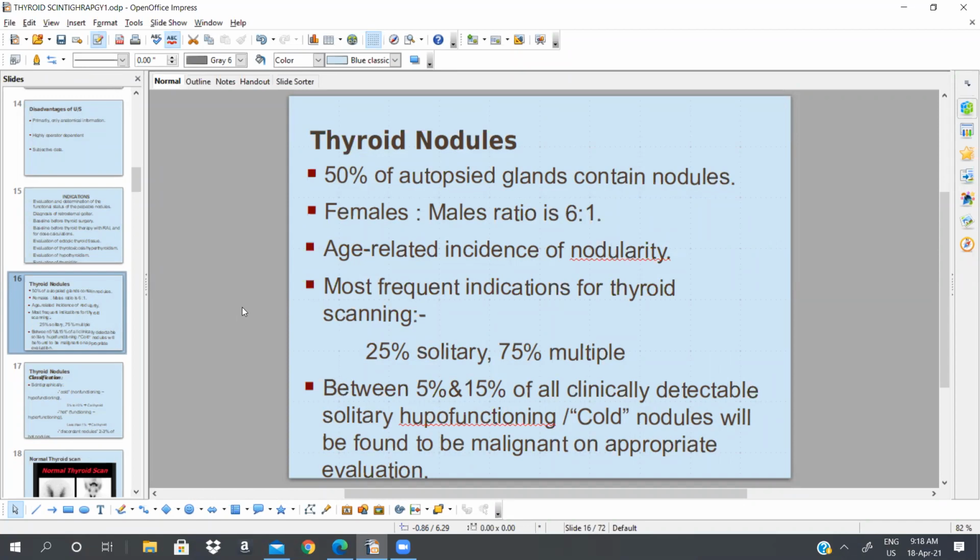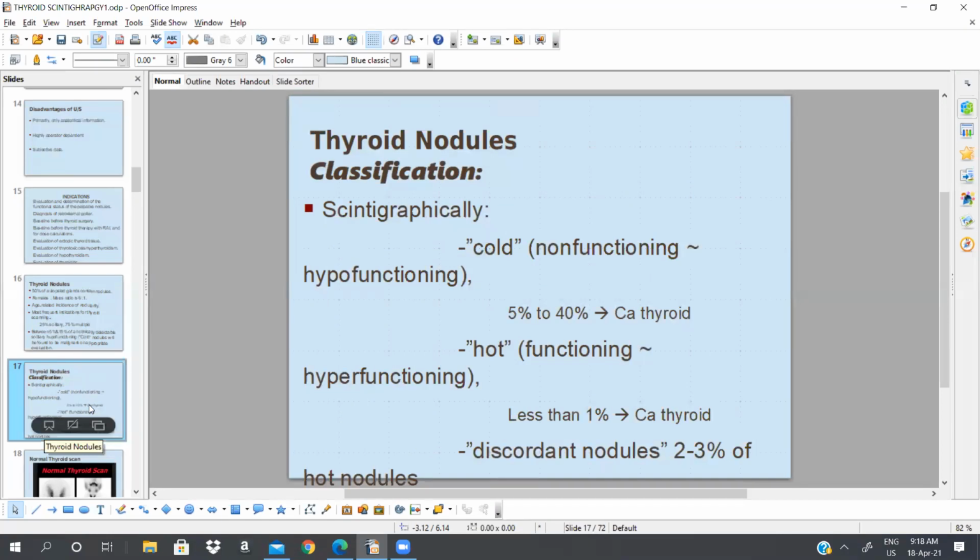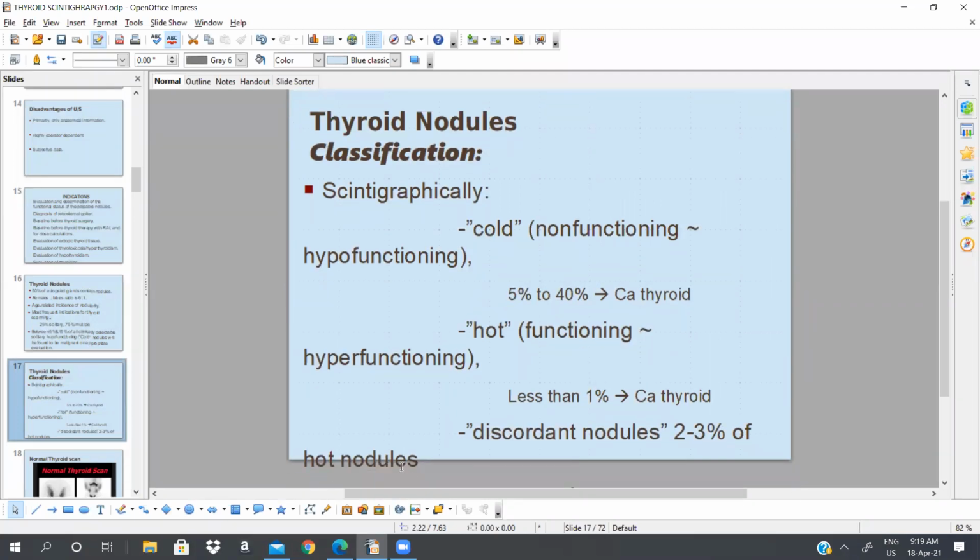Okay, so it is important to investigate any solitary cold nodule with biopsy, fine needle aspiration. Classification of nodules is mainly between cold and hot. Cold means non-functioning nodule. Hot means hyperfunctioning. So between 5 and 40% of cold nodules will turn out to be malignant, thyroid carcinoma. In hot nodules, less than 1% are malignant. And we have other entities like the discordant nodule, which is 2 to 3%. I will explain the meaning of this discordant nodule. And we have hot nodules.